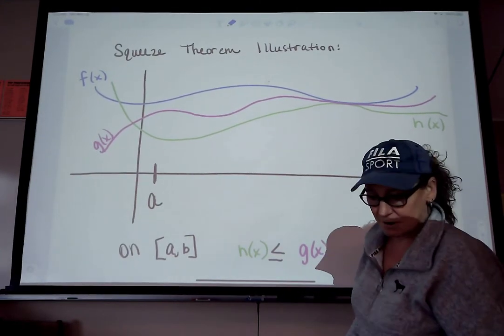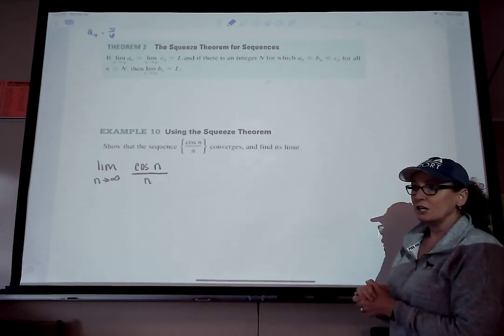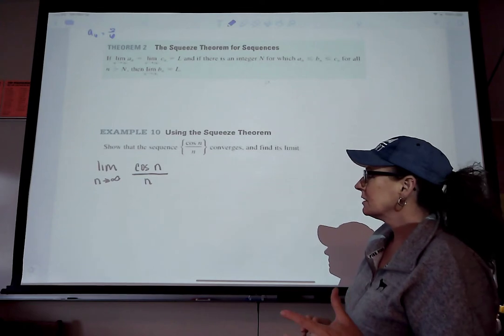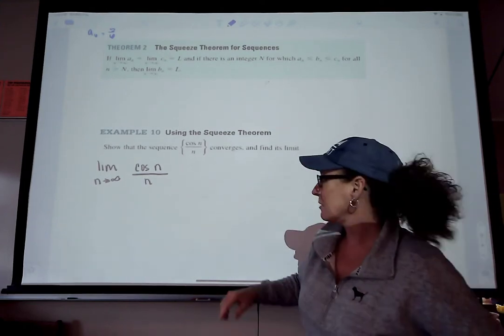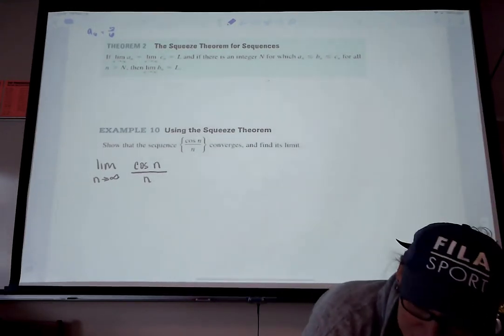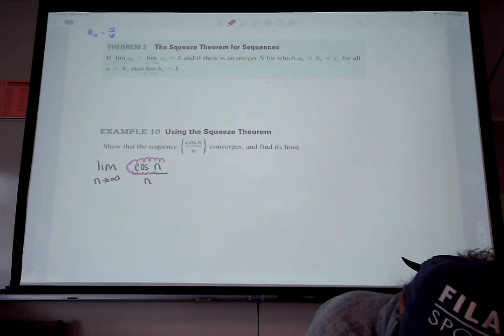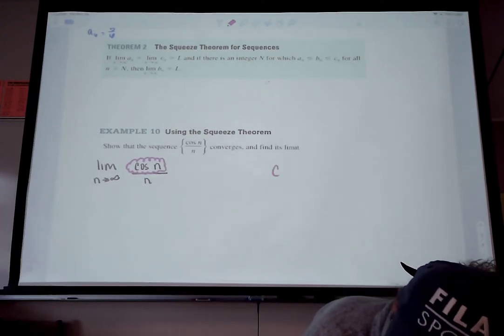Okay? So, let's go back up to here. We're going to use kind of that concept to figure out this limit. So again, remember, you don't know what this looks like, but you do know what cosine looks like. So I want you to just grab cosine of n. Just grab that. I'm going to write it on my paper.